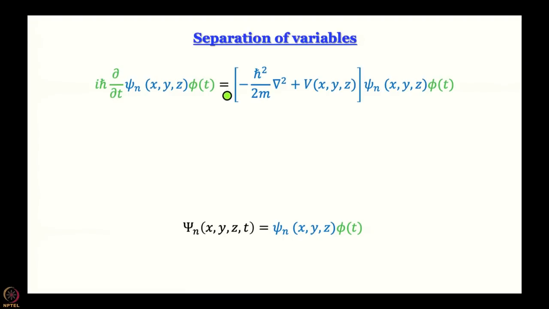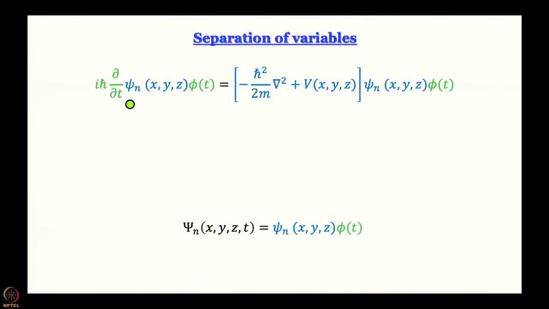For our benefit, the space dependent part is written in blue and the time dependent part is written in green. So not only do the wave functions have space and time dependent parts, as we said, the operators also do: one of them is time dependent and one of them is space dependent. Here we have a mixture and our job is to separate them out. It is not very difficult to see how one can do that.